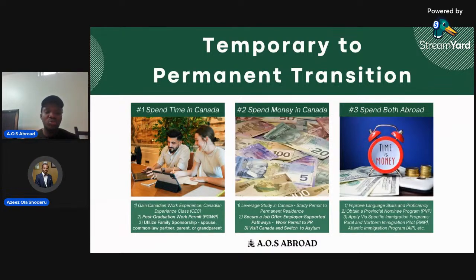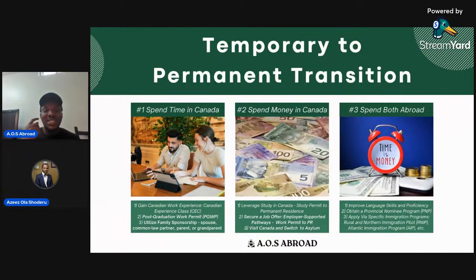Or again, use what we know as the family sponsorship, where your sponsor is the one who actually spends time in Canada, either as a spouse, a common law partner, a parent, or a grandparent. Do you understand? And they just sponsor you, whether you are their son, their spouse, their sibling, or things like that.